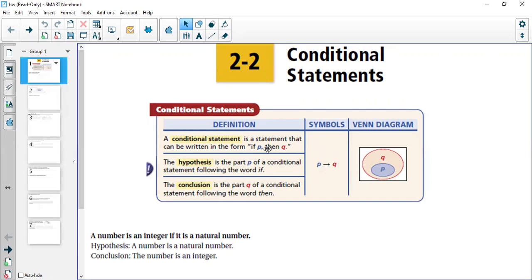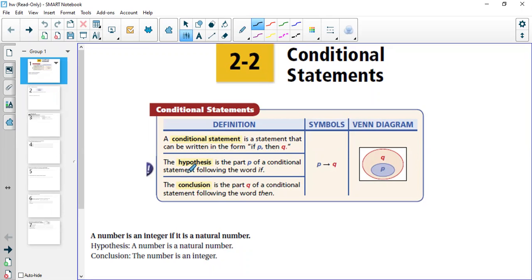So it can be written in the form if P, then Q. By using symbols we write it in this form. Using a Venn diagram, these kinds of diagrams are called Venn diagrams, you will have P inside and Q outside. The if P is the first thing. If something happens, then the bigger thing will happen. That's what they literally mean. So this is a conditional statement, which can be written in the form if P, then Q.